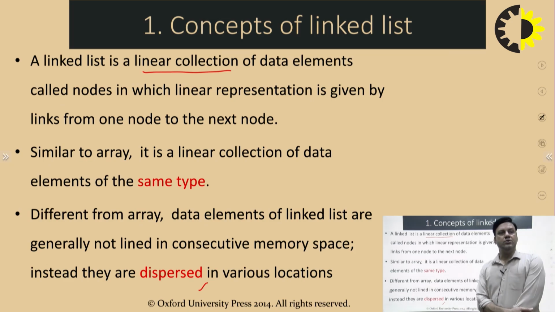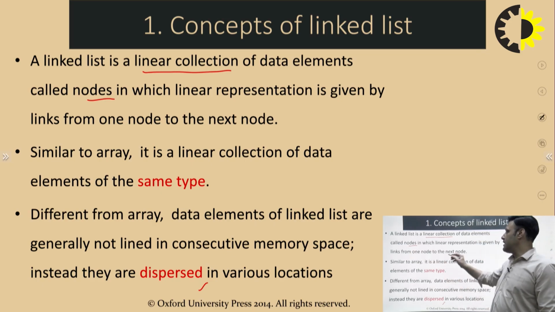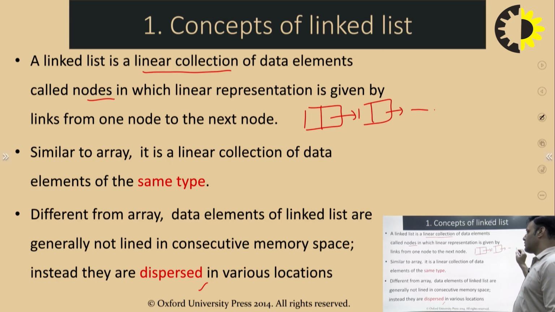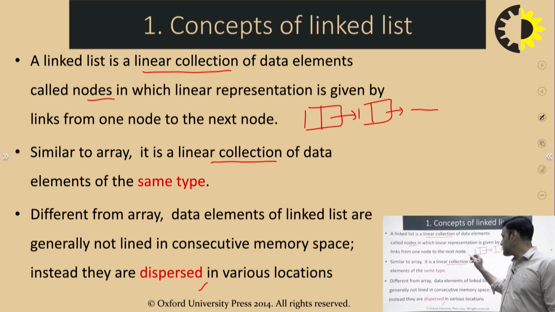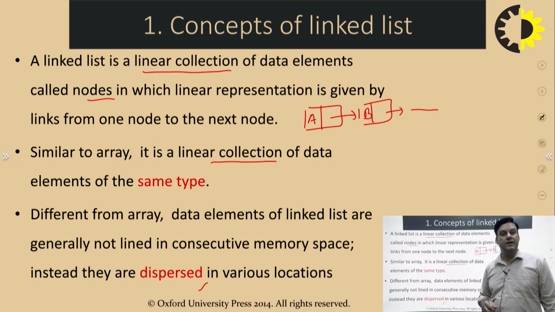So, a linked list is a linear collection of data elements called nodes, as I have already discussed, in which the linear representation is given by links from one node to the next node, like this. This is my first node, second node, and so on. Similar to an array, it is a linear collection of data elements of the same type. If we want to keep integer elements, we will keep integers; if we want to keep characters, we will keep characters in the information part, and so on.